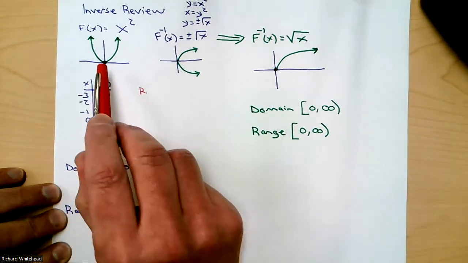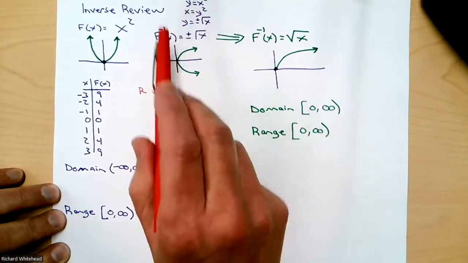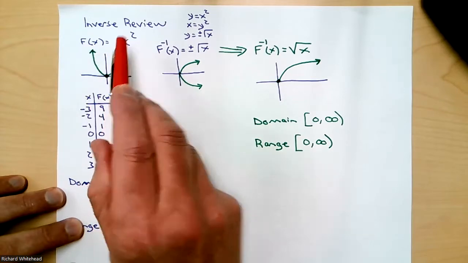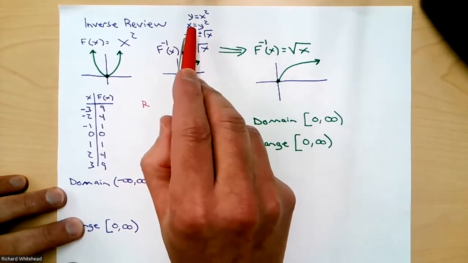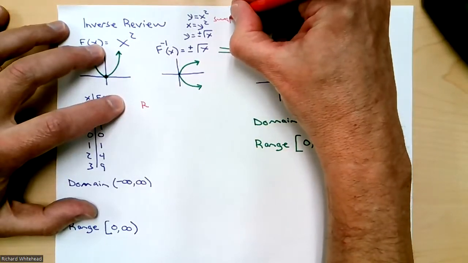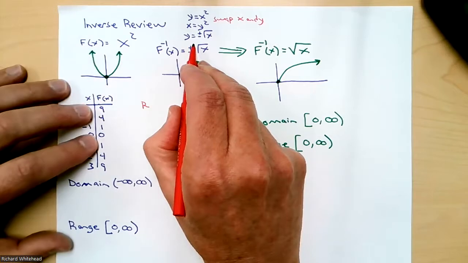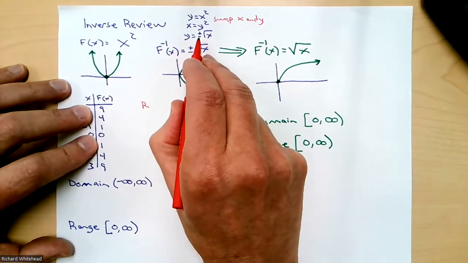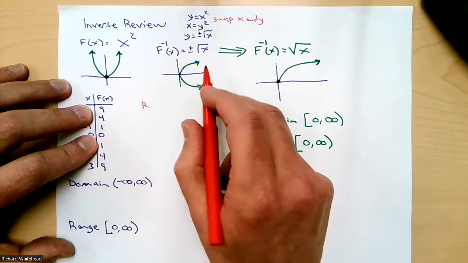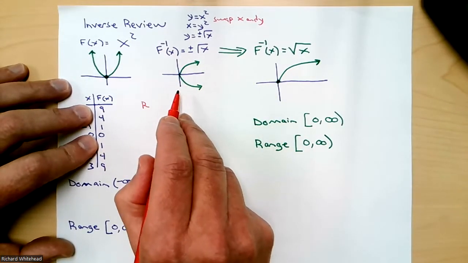Well, the problem here is then when we swap the x and the y, here's our original function, f of x equals x squared, which is the same as y equals x squared. So we swap the x and the y, just like we did earlier, and then solve for y. When we take the square root, we're supposed to do plus or minus the square root of x. If we graph plus or minus the square root of x, we get this guy right here, which is not a function.